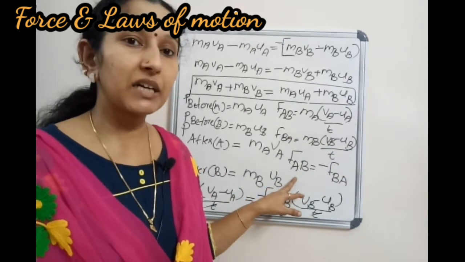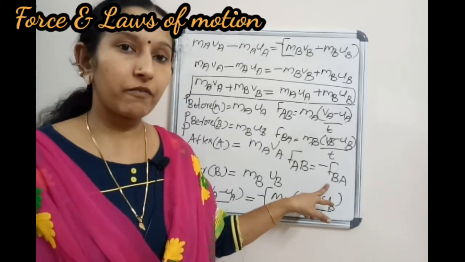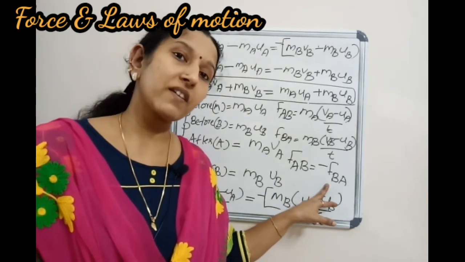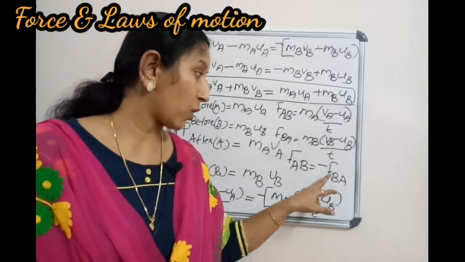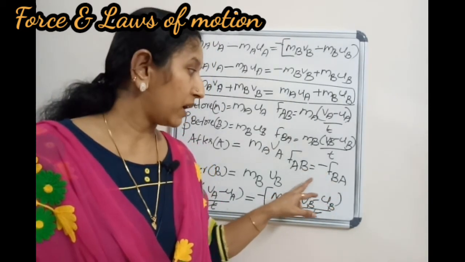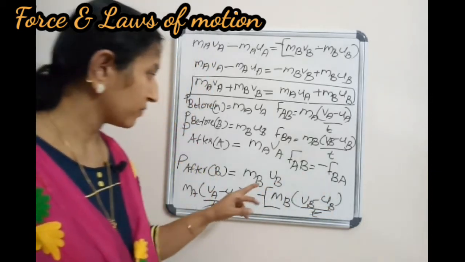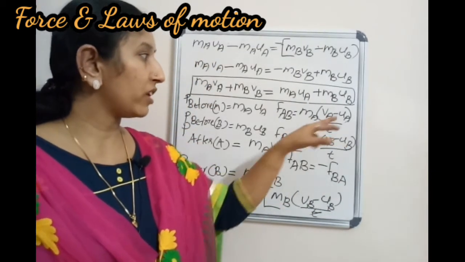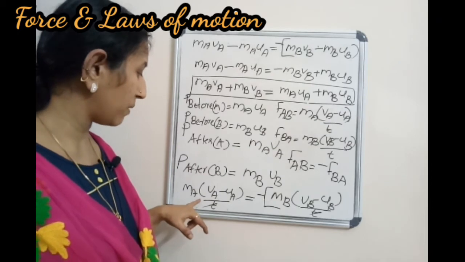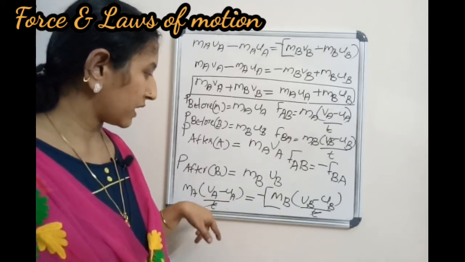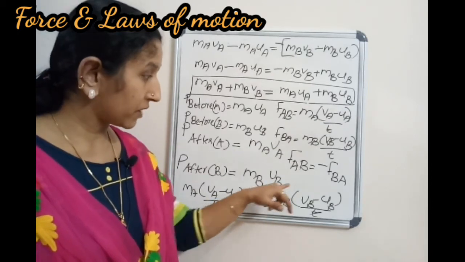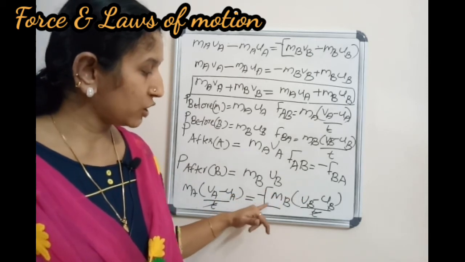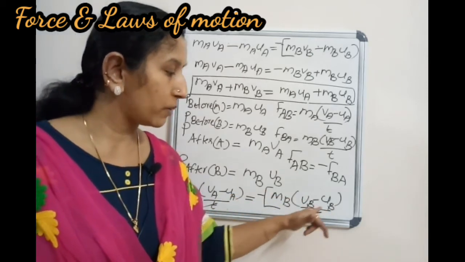Then you can apply the third law. FAB equal to minus FBA. To every action there is an equal and opposite reaction. Their magnitudes are the same but the directions are opposite. So FAB equals minus FBA. Then substitute: MA into VA minus UA by T equals minus MB into VB minus UB by T.